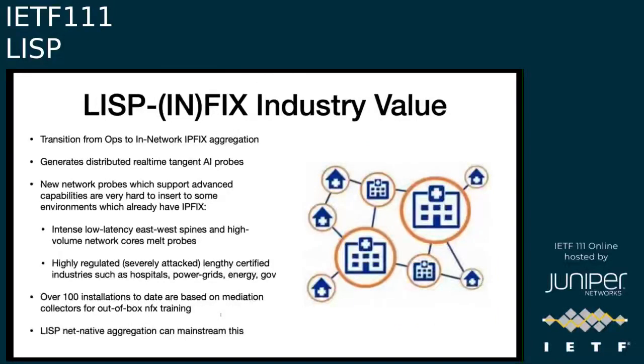What's the value of this approach? Basically, instead of putting probes where we can't put probes, for example, in spines or cores, or where it's very hard to put probes, like in highly regulated industries such as hospitals and utilities, and enterprises don't have anywhere to put probes because it's 5G LAN and they don't have any access to the line, we can now put these probeless probes on a tangent network, which will scale just like inline, but without being inline. The algorithms themselves have been tested in about 100 installations. What's not yet mainstream is this sort of net native aggregation that can be applied. Next slide, please.